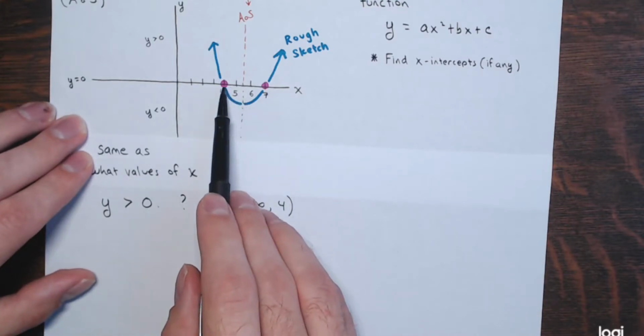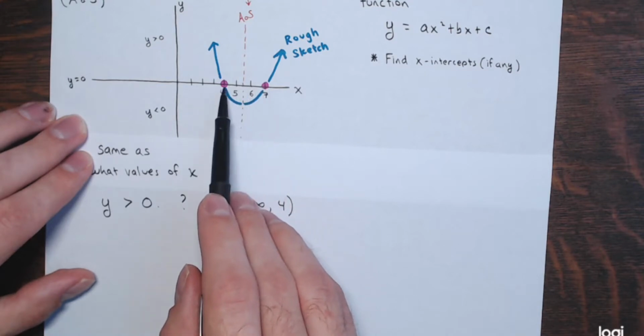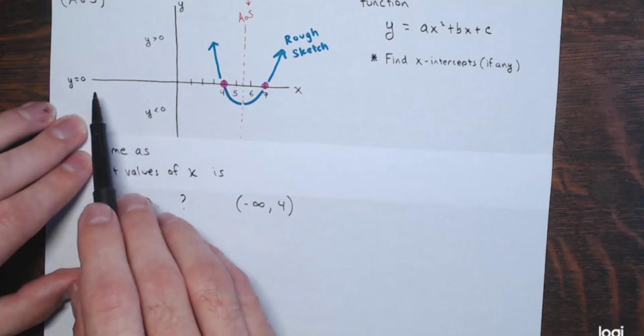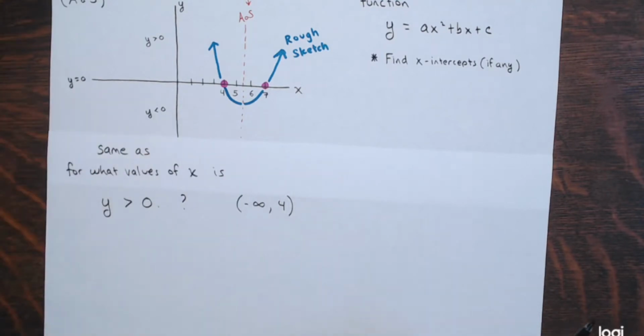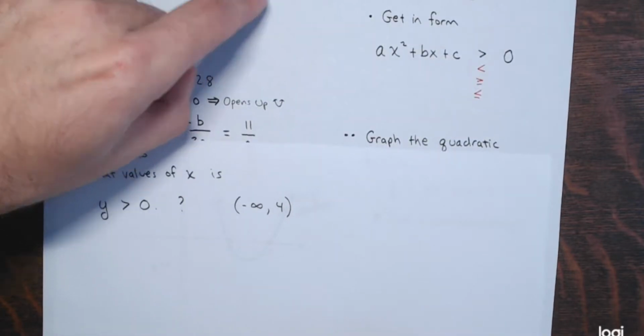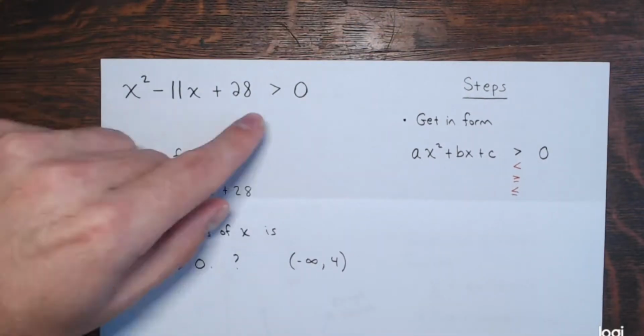And then you see from 4 to 7 on the x-axis, the graph is below the x-axis. The y values are negative, less than 0. That does not satisfy this inequality. I want y values greater than 0 on the graph of this function. Y values greater than 0.